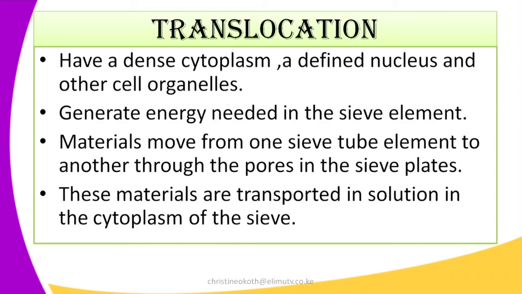So they have a dense cytoplasm, with a defined nucleus and other cell organelles. We're still looking at the companion cells. Their main function is to generate energy, which is needed in the sieve element because it is supposed to be transporting the organic material. So they need energy for it to move from one plate to the other. The material moves from one sieve element to another through the pores in the sieve plate. Hence, the energy which is generated is needed in this specific location.